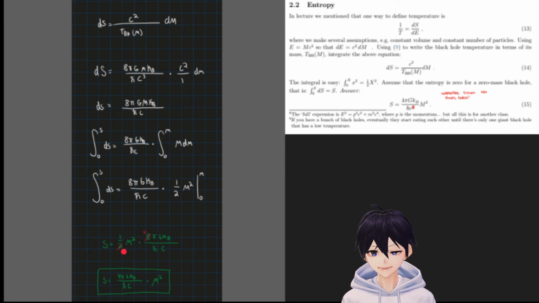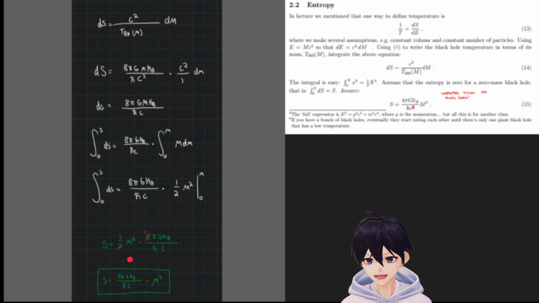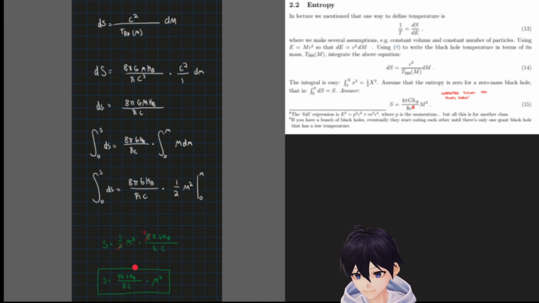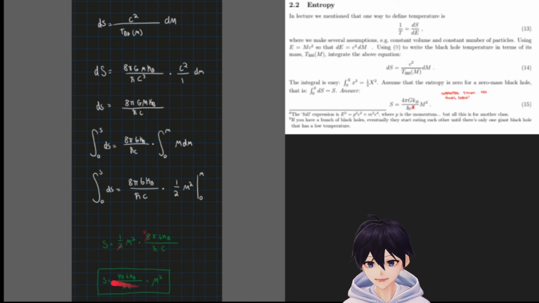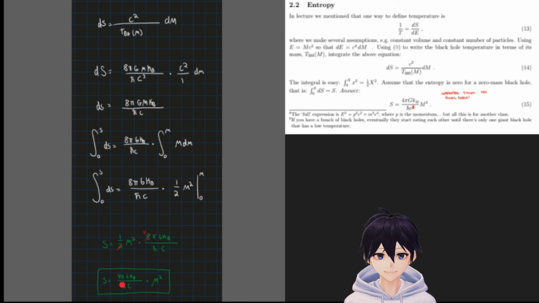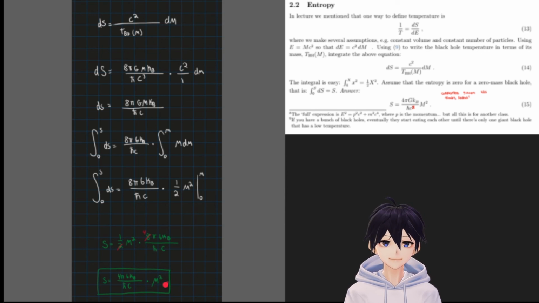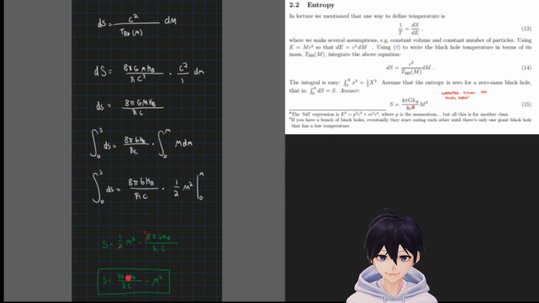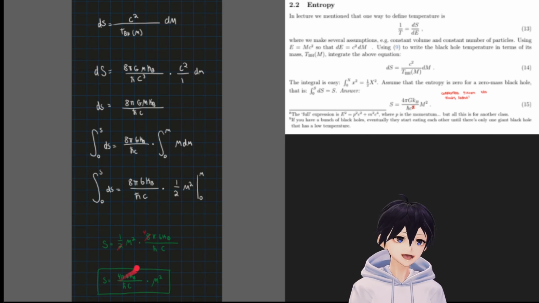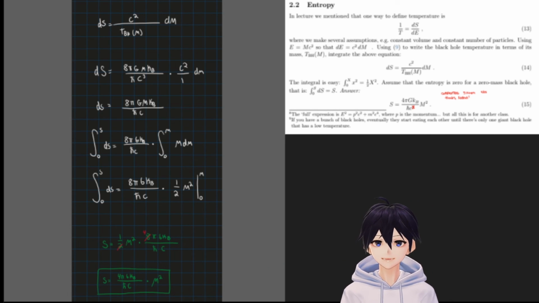We can see that we can simplify it to make this a 4, and we have m squared at the top, and that just leaves us with s equals 4 pi multiplied by G multiplied by k_B divided by h-bar multiplied by the speed of light. And then of course there's this m squared on the outside. And keep in mind that is a G right here. I know it kind of looks like a 6, but I apologize for my bad handwriting. But yeah, that's how we get here.